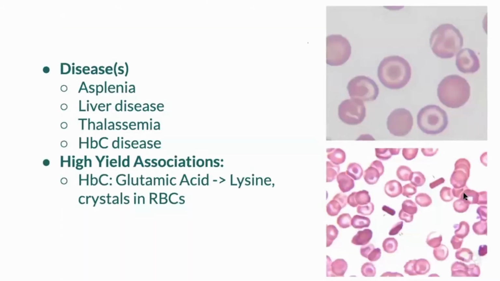Lots of correct answers in the chat. There's a broader differential here. The chat nailed the most commonly tested one, which is thalassemia. But remember that liver disease, as someone just put in the chat, and asplenia as well, you can see target cells as well as hemoglobin C disease, which someone put in the chat, really digging into those zebras, deep knowledge base there, which is wonderful.